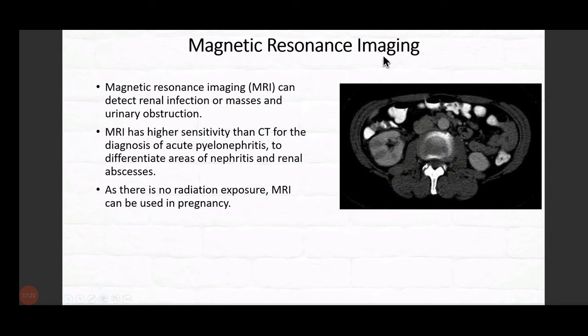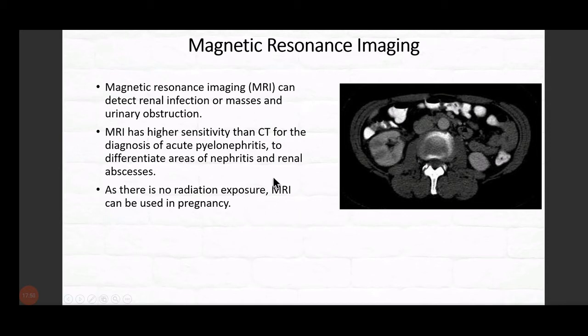MRI, yes, MRI also can be done. It has more sensitivity than CT for the differentiation between nephritis and renal abscess. If these are the hypodense areas picked up in MRI, then MRI, because of its relative diffusion imaging, can give us a clue whether this is nephritis or a form of abscess. Though it can be picked up in CT also, MRI may give you better sensitivity.